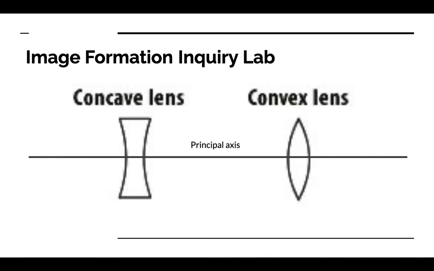In addition, for our image formation inquiry lab, our students had to know a little bit about concave and convex lenses. A concave lens is a lens that bends inward at the middle, and a convex lens bulges outwards at the middle. And this line that bisects the middle of both lenses is what we call the principal axis. It's kind of like our starting point for the lenses.